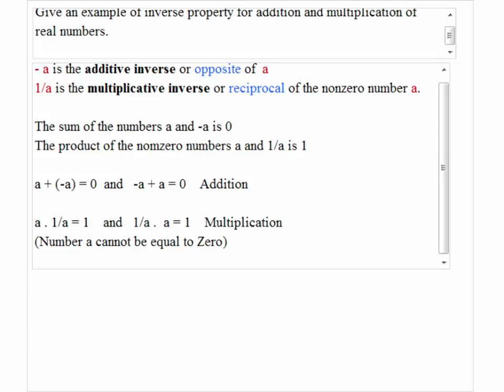Example of this would be if I have 2 and its opposite is minus 2 or negative 2, the sum would be equal to 0. Or if I have a number 2/3, its reciprocal is 3/2, and the product would be equal to 1.